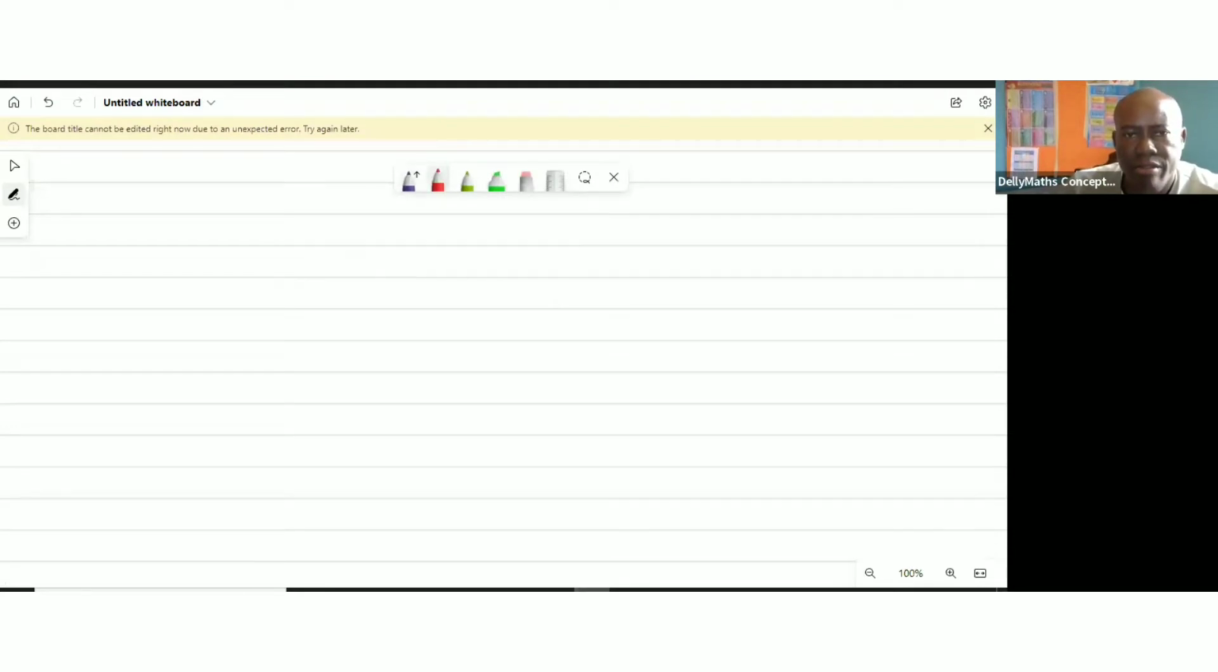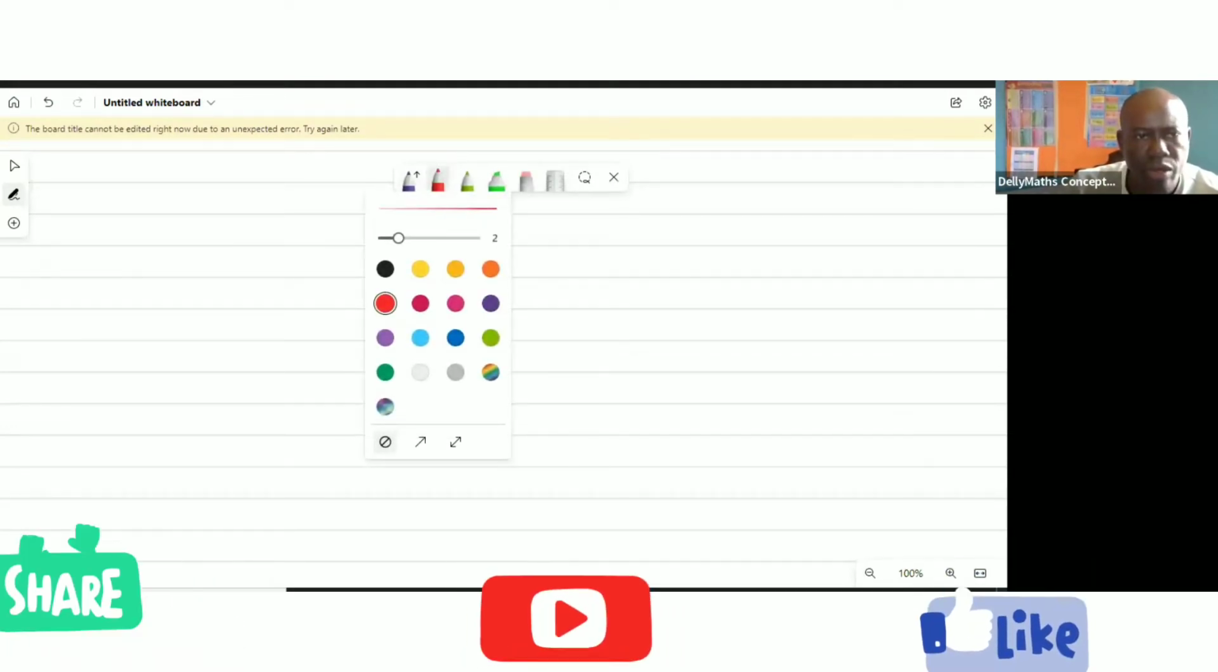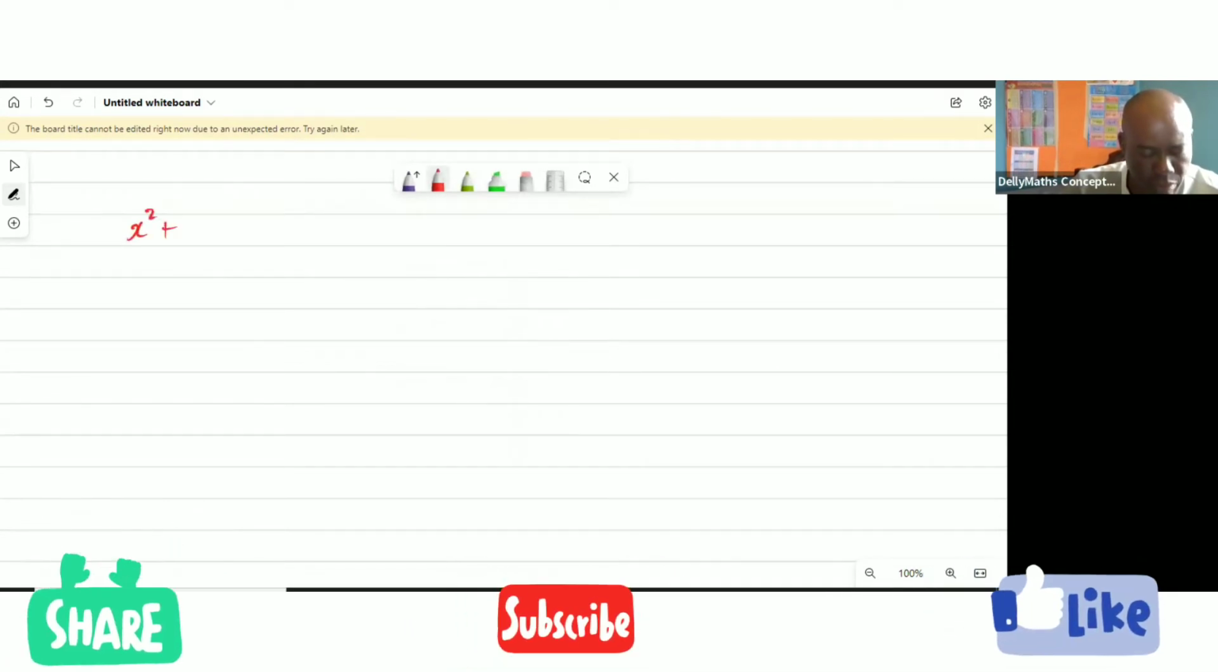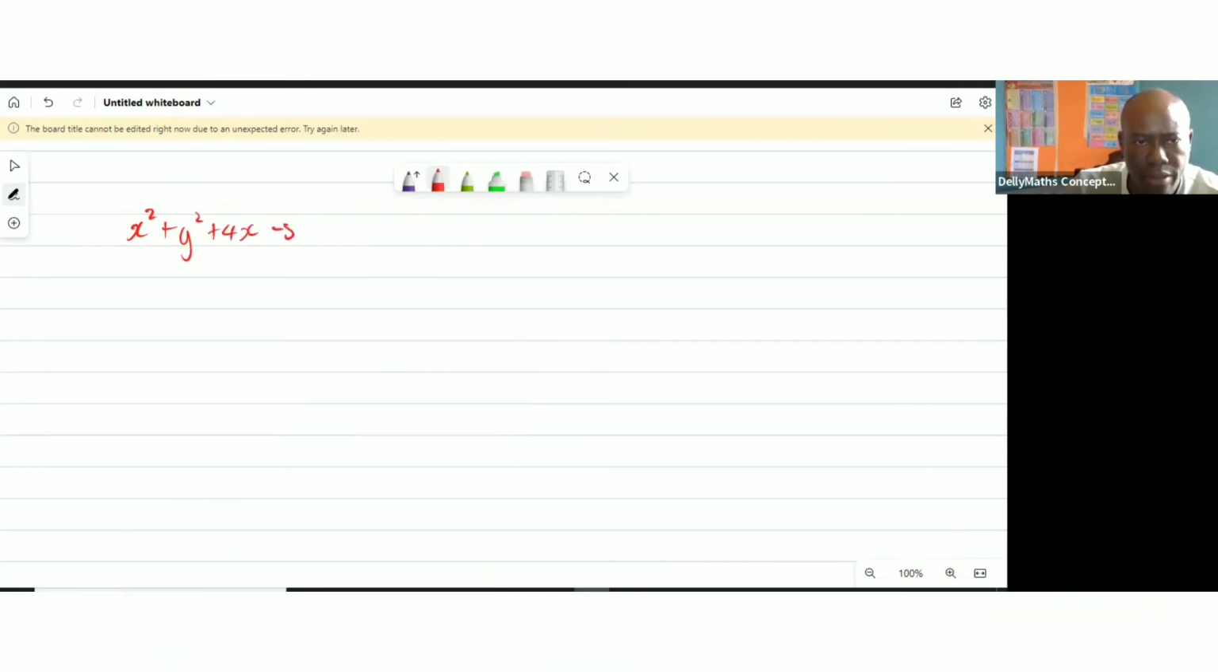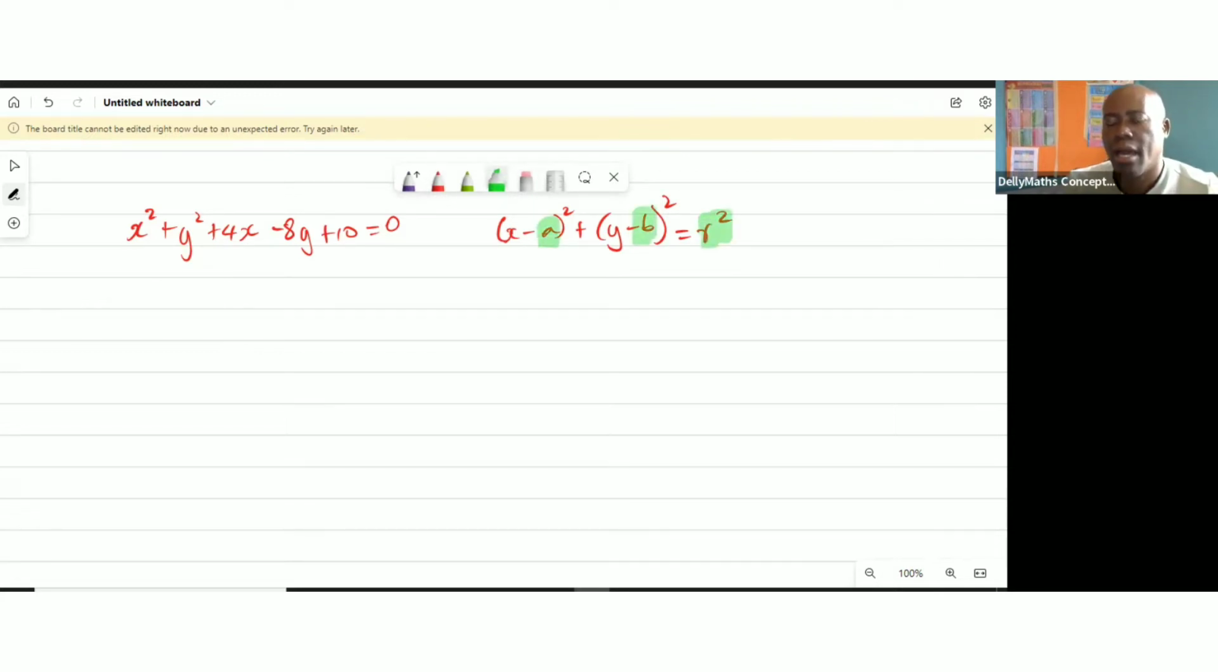Let us just quickly write this equation of the circle. So we're looking at x squared plus y squared plus 4x minus 8y plus 10, and this is equal to 0. There are a number of ways we could go about doing this. I'm just going to employ this format where we have (x minus a) squared plus (y minus b) squared equal to r squared. I'm going to use that format, and in that way I'll get the center and I'll get the radius from that idea.